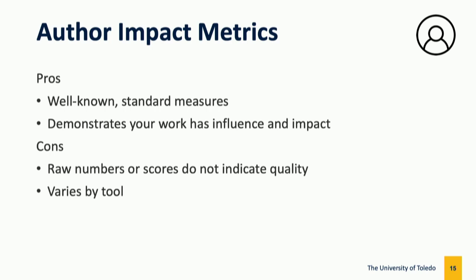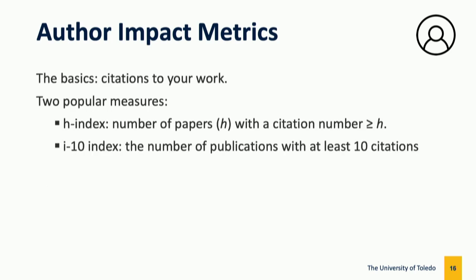Your score can demonstrate that you have influence and impact. It's still based upon citations. Cons, just as with journals, the scores are measuring one thing. It's essentially citation data, which doesn't necessarily indicate quality. It does indicate quantity. And there are some differences across the tools. There are two popular measures, the H-index and the I-index.